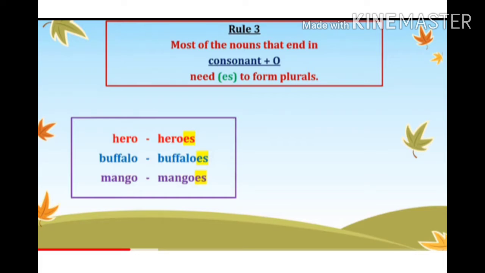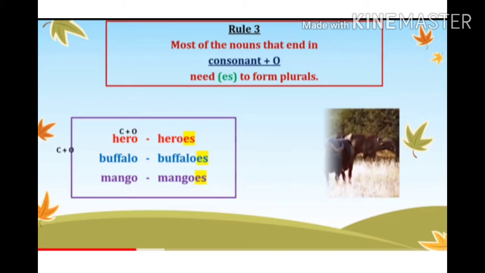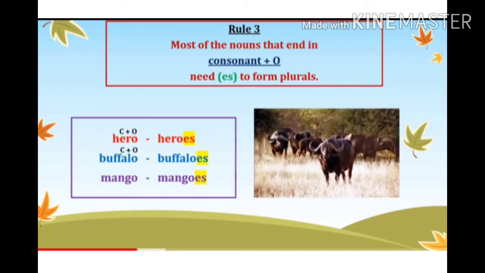The first one, hero. This word hero is ending with O. And if you look carefully, just before O, you have R. And R is a consonant. That means you have to add es to make it plural. Similarly, the next one is buffalo. And this word buffalo is ending with O. And just before O, you have a consonant, that is L.